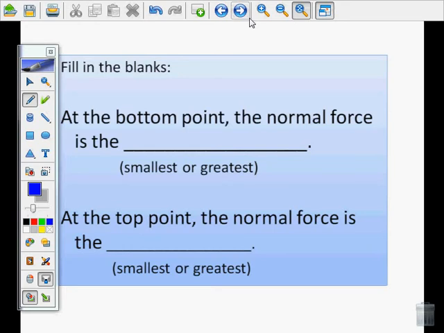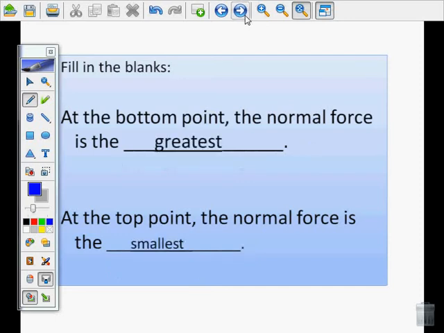Exactly. And we're going to look at this. So, take a look at these fill in the blanks. At the bottom point, the normal force is the smallest or greatest. At the top point, the normal force is the smallest or greatest. Junie, you want to read it nice and loud? Fill in the blanks. At the bottom point, the normal force is the greatest. At the top point, the normal force is the smallest. Great job.